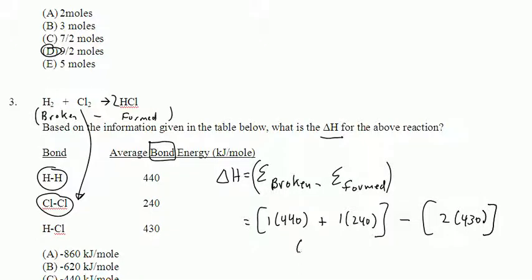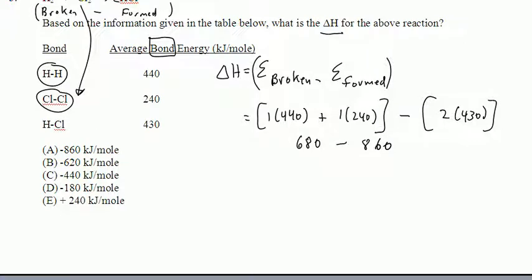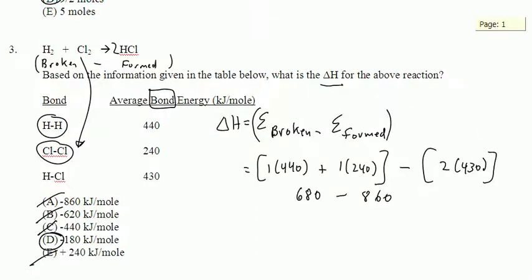We're going to do this out. This is going to end up being 680. This is going to end up being 860. Immediately upon investigation, we see that this number is going to be negative. It's not going to be very big. Actually ends up being negative 180. I did forget to mention it's always a good idea to get in the habit of drawing your Lewis structures out anytime you have a reaction which uses the word bond. It's a really, really important thing to do.